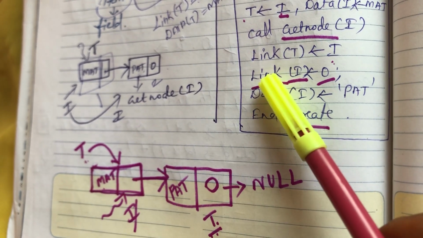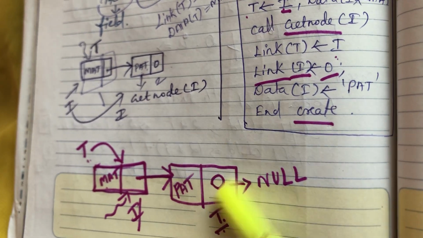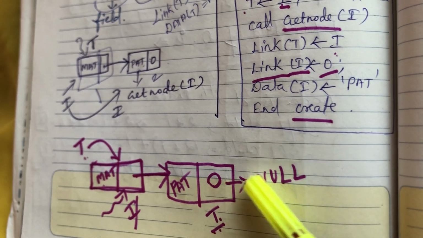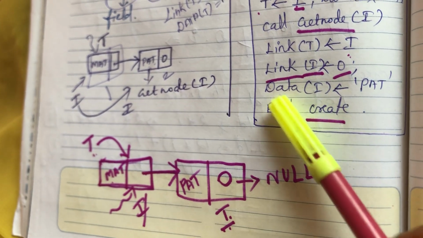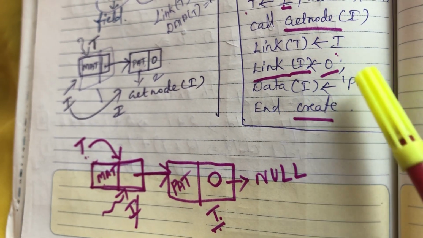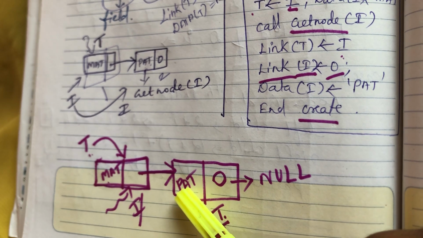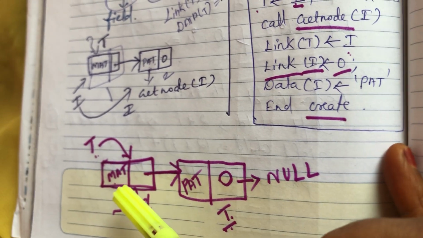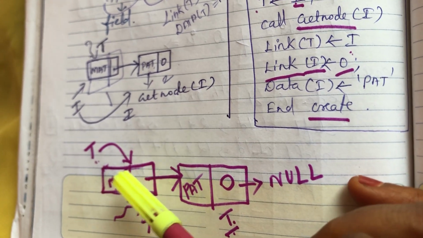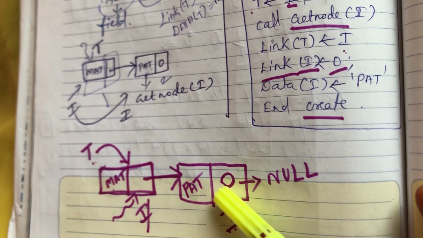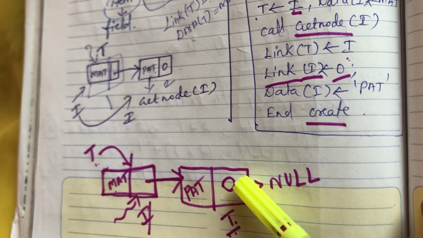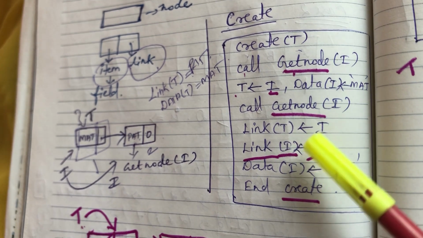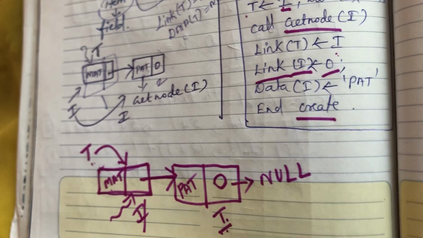Then next one is link of I equals 0. This is the I node. Link of I is pointing here, representing 0. 0 means null. Next one, data of I. Data of I representing pat. Here I am representing the data item pat. There are two nodes. One node is representing the first one, t, then the second node is representing I. Link of I is 0. This is the procedure for creating a list and adding nodes into the list.